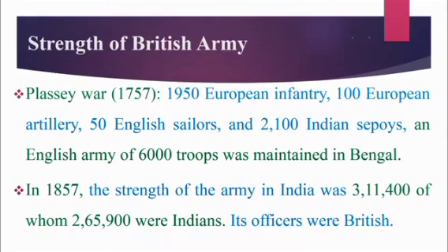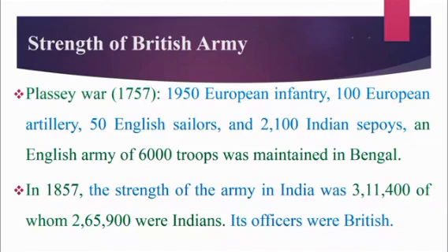During the Battle of Plassey in 1757, there were only 1950 European infantry. Infantry are the soldiers fighting on foot. Then 100 European artillery. Artillery is using bow and arrows or guns. Then 50 English sailors and 2,100 Indian sepoys. An English army of 6,000 troops was maintained in Bengal.